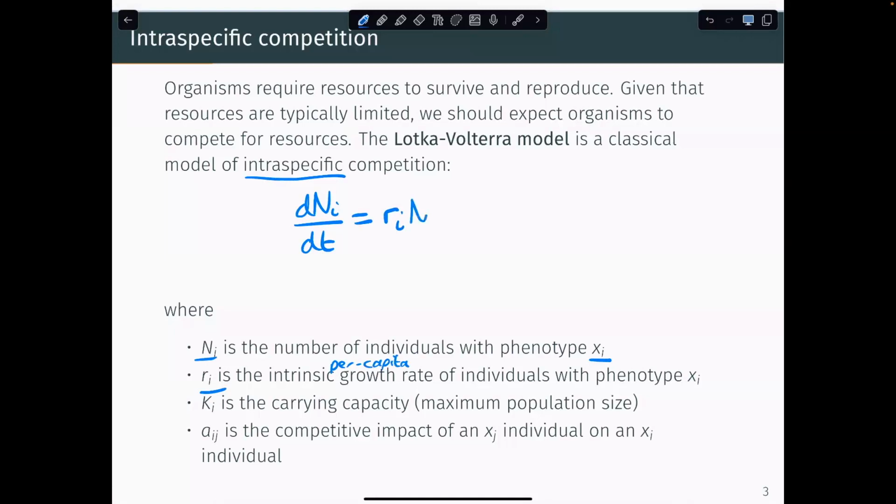This Ri, this intrinsic per capita growth rate, is multiplied by the number of individuals of that phenotype. Now, if this was just a model like this, then this gives you a model of exponential growth, right? You can do separation of variables here, solve this, and you'll get an exponential. So we know in general that populations might grow exponentially for a little while, but eventually they're going to deplete resources, and that's really where this idea of competition comes in.